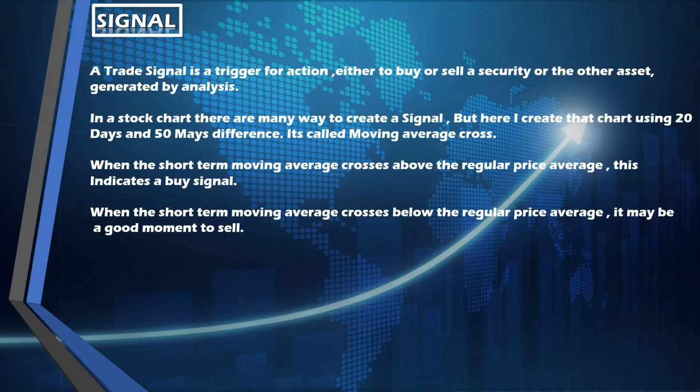Next is signal. A trade signal is a trigger for action, either to buy or sell a security or other asset, granted by analysis. So why am I using that 20 days MA and 50 days MA? Because for signal purposes, in a stock chart, there are many ways to create a signal. But here I create that chart using the 20 days MA and 50 days MA difference. It's called a moving average cross. When the short time moving average crosses above the regular price average, this indicates a buy signal. When the short term moving average crosses below the regular price average, it may be a good moment to sell.